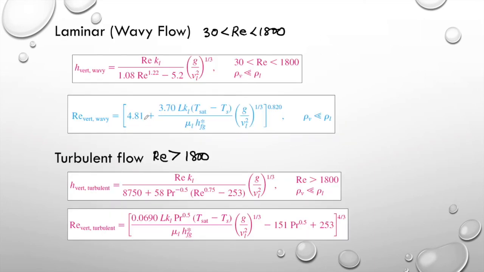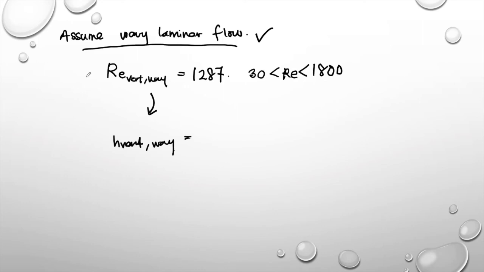After you verify, please substitute the Reynolds number into this equation to determine the H vertical wavy. From here, I get H vertical wavy is around 5850 watt per meter Kelvin. So this is my heat transfer coefficient.